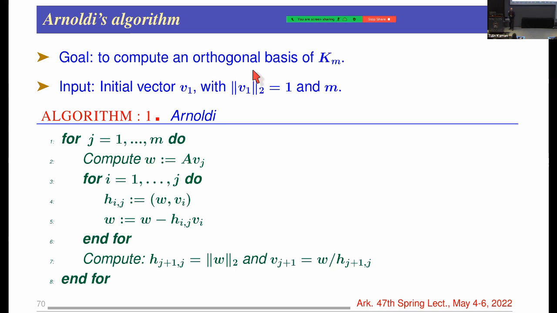Arnoldi is simply a method to get an orthogonal basis for the Krylov subspace. It's essentially nothing more than Gram-Schmidt, in which the most recent vector is of the form A times Vj. So you have built your basis up to Vj, and now to get the next vector of the basis, you multiply Vj by A, and then you orthogonalize it. This is just Gram-Schmidt against all the previous Vi's, right?